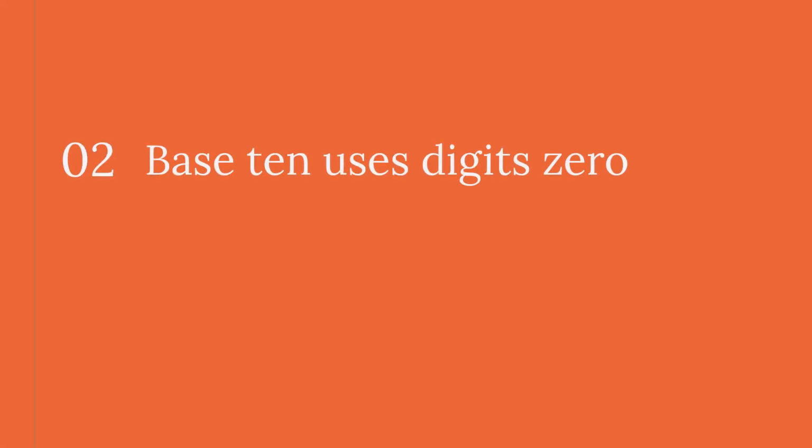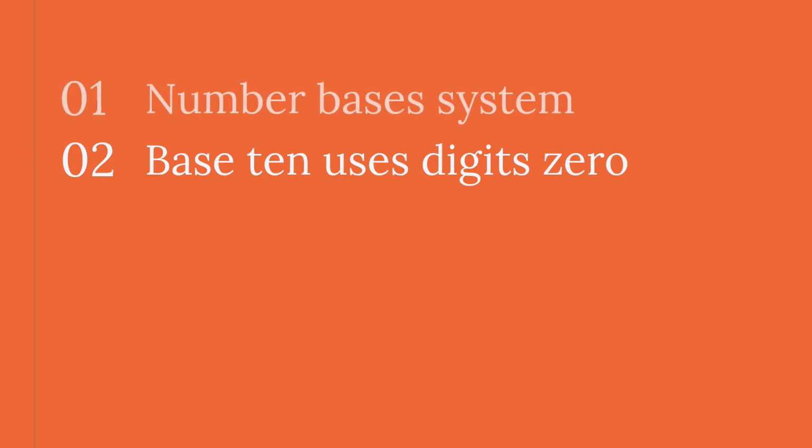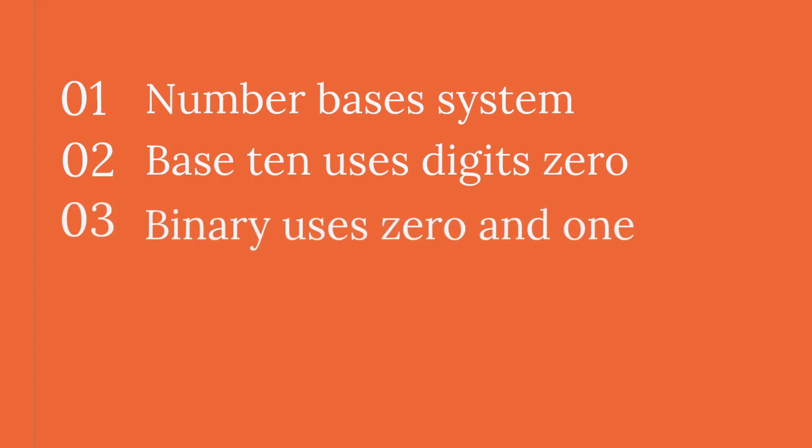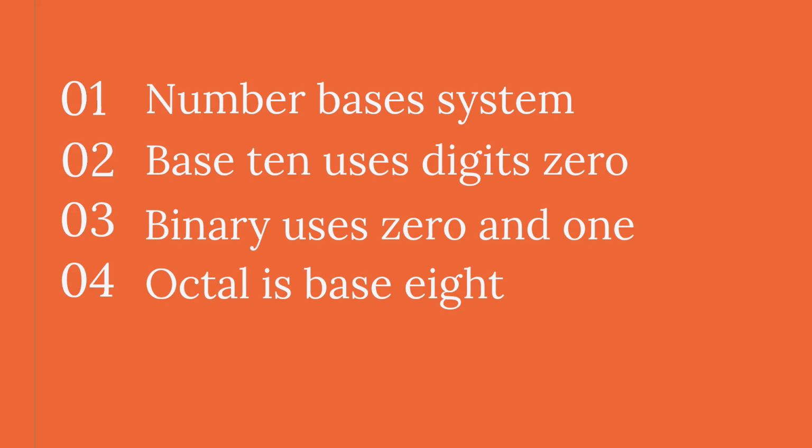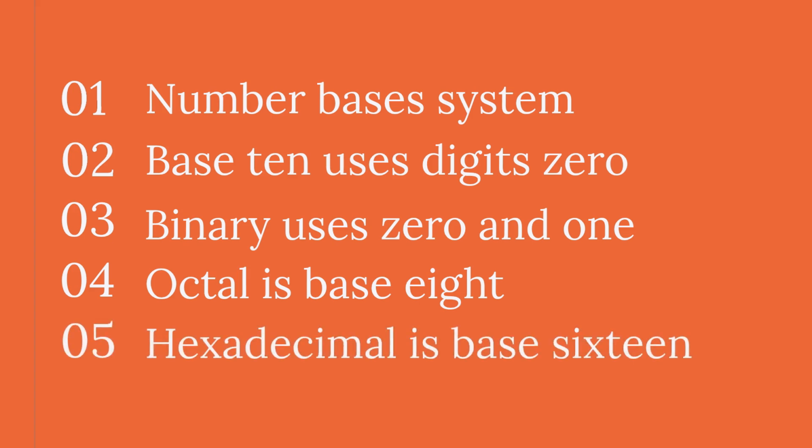Number bases define how many symbols are used in a system. In base 10, humans use digits 0 through 9. Computers use base 2, known as binary, with digits 0 and 1. Octal and hexadecimal are shorthand for binary, using bases 8 and 16 respectively. Understanding these bases is essential for computer science.